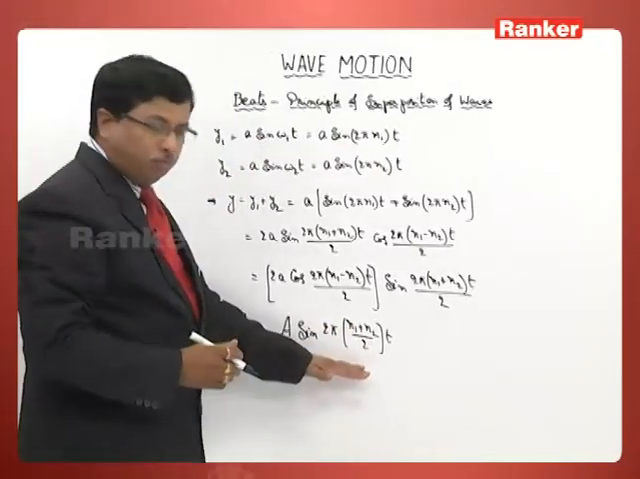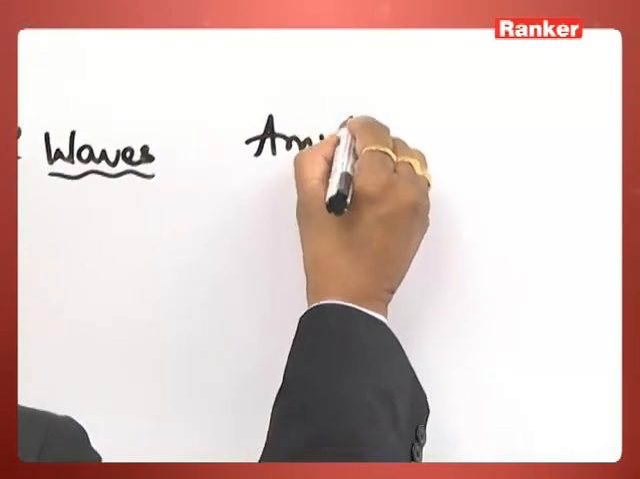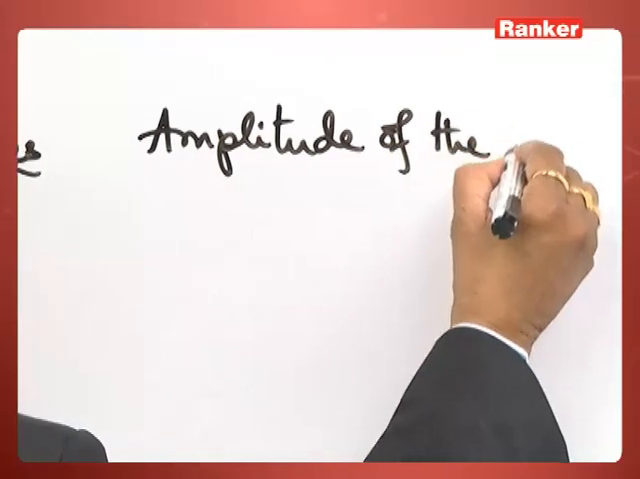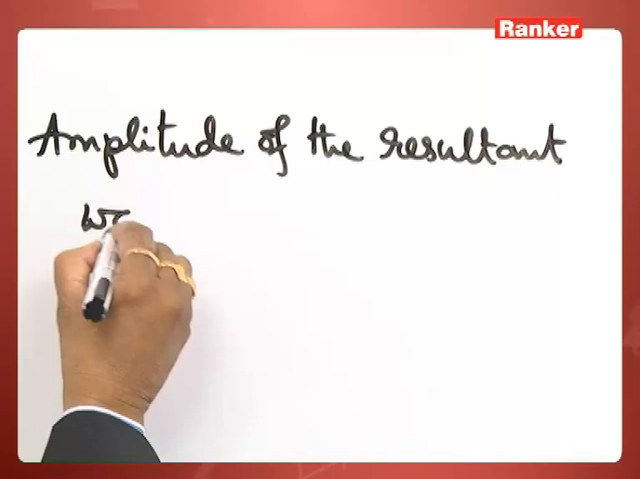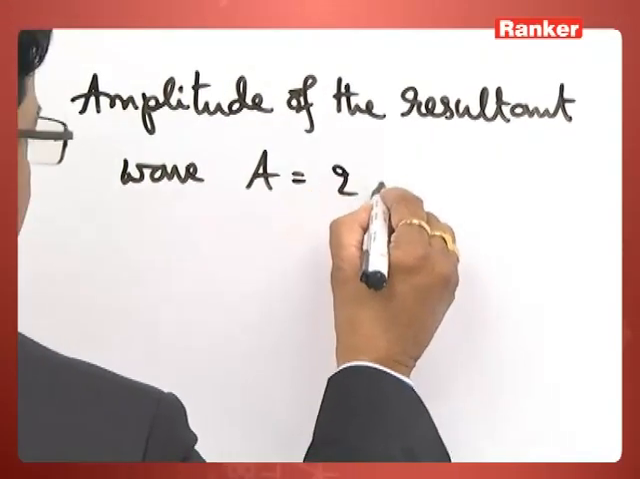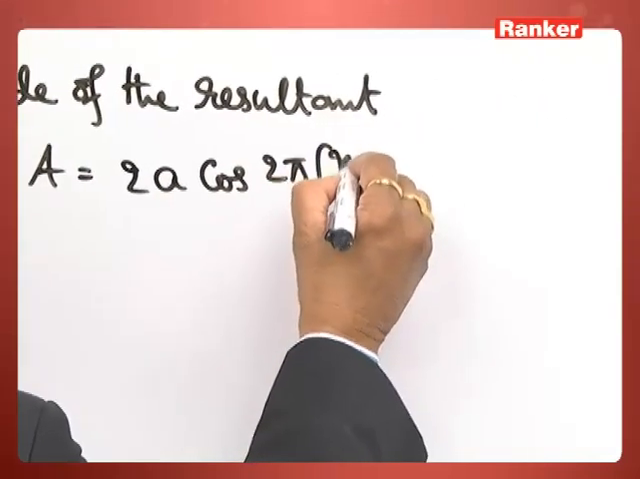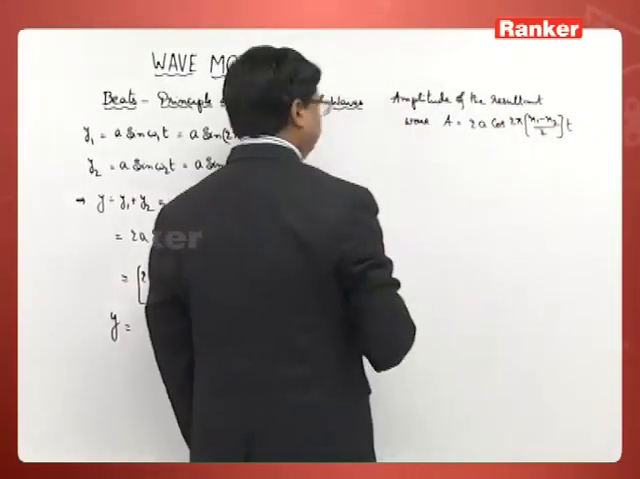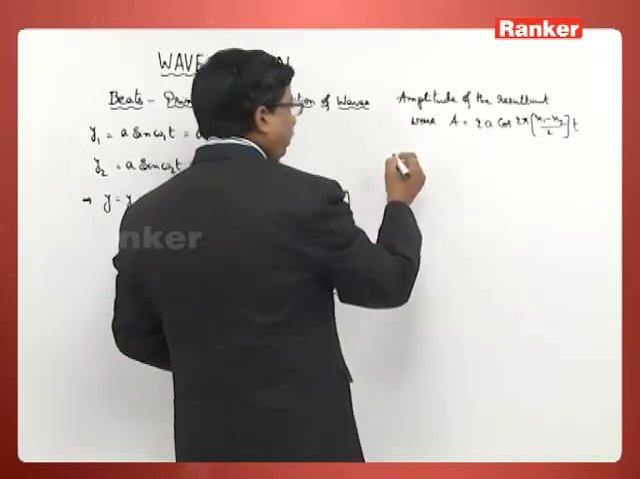So, from this equation we can understand that the amplitude of the resultant wave, we can write it as A is equal to 2A cos 2 pi into n1 minus n2 by 2 into t. That is the total amplitude. What next we can understand?